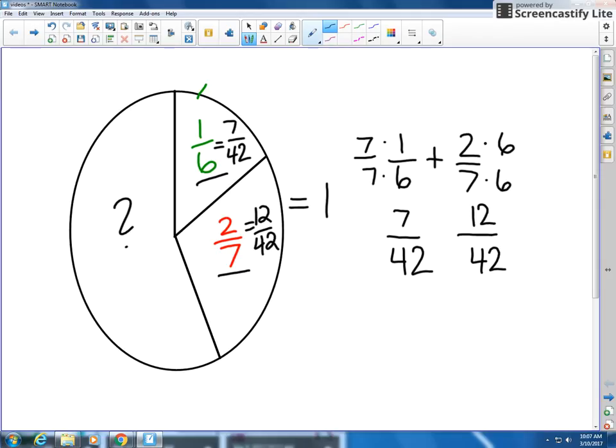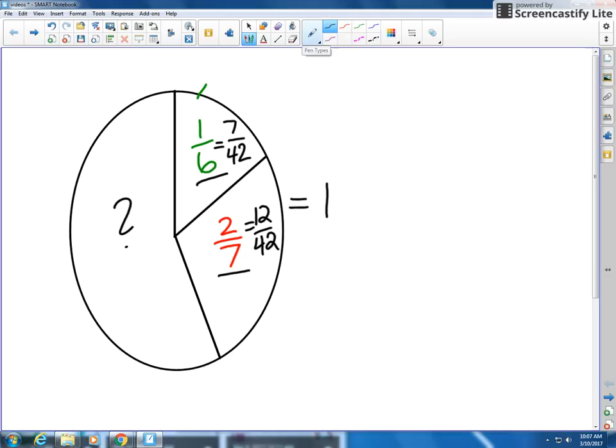So now that I have my fractions with common denominators, I'm going to look at it. I know 7 out of the 42 sections are green. I know 12 out of the 42 sections are red. So altogether, 19 out of the 42 sections are either green or red.